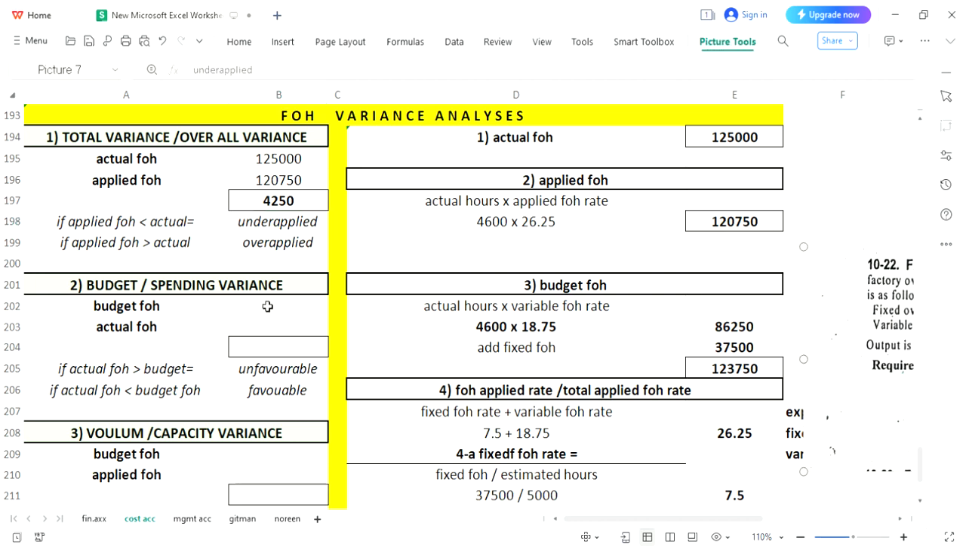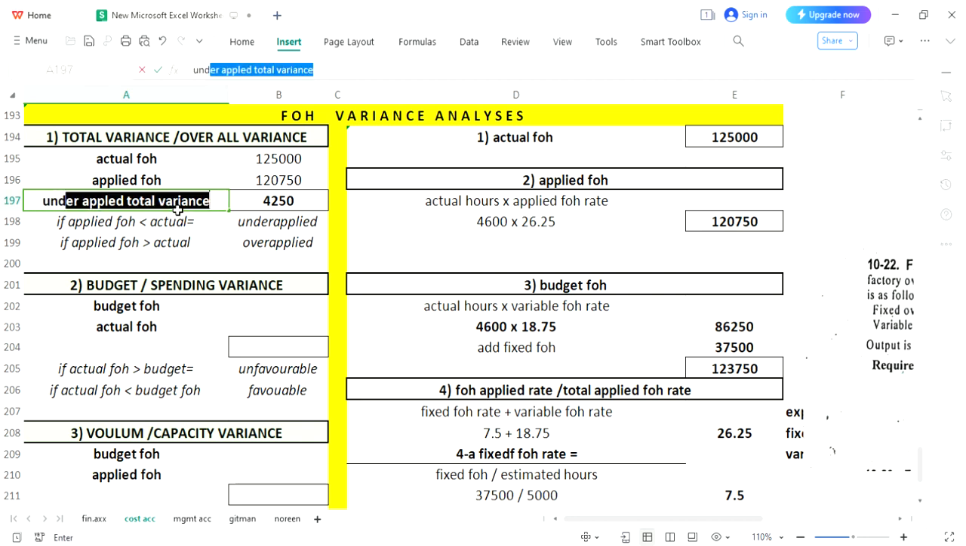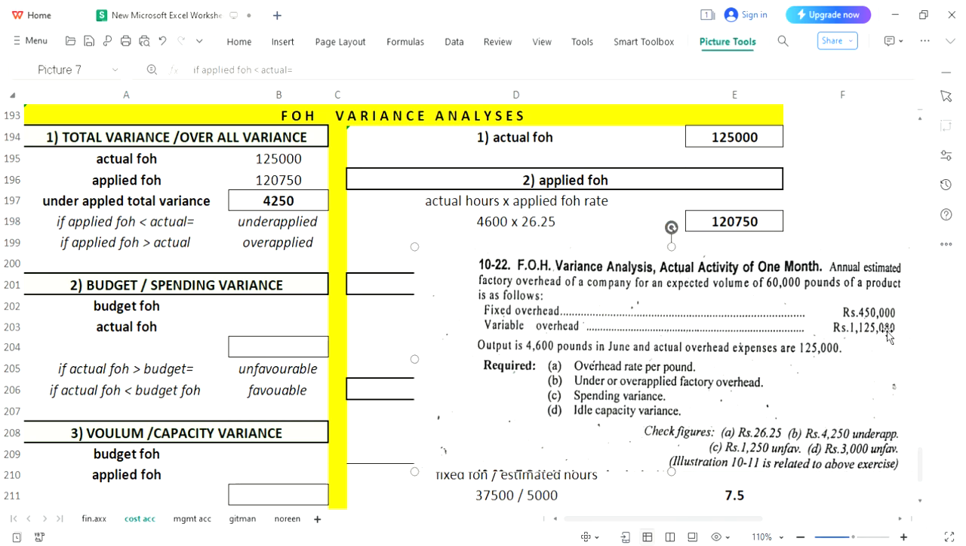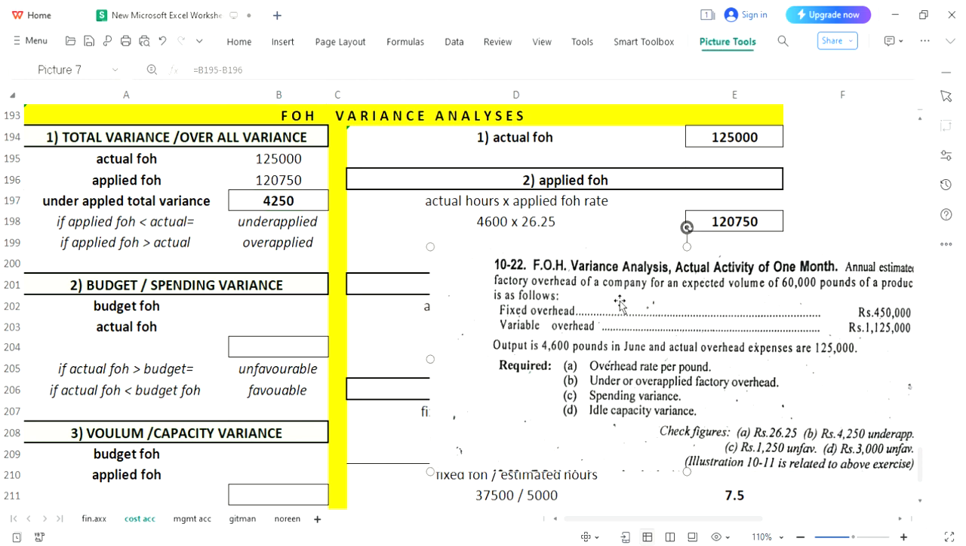So in this way, you will get your total variance, which is 4250. It's time to decide whether it is under applied or over applied. We will be focusing upon applied. Applied is 120, actual is 125. It means applied is less. When applied is less, you will confirm that it is under applied. Total variance, 4250 under applied. The second requirement was under or over applied. Here you have calculated 4250 and our answer you can see over here is 4250, and under applied is mentioned over there, and we have also mentioned under applied. So the first requirement has been completed.